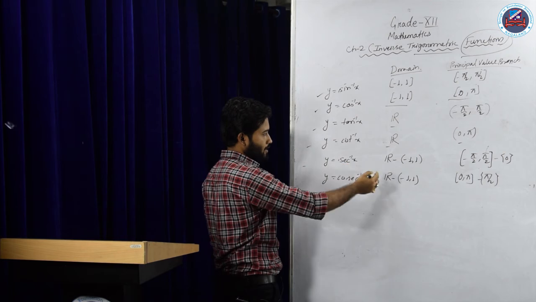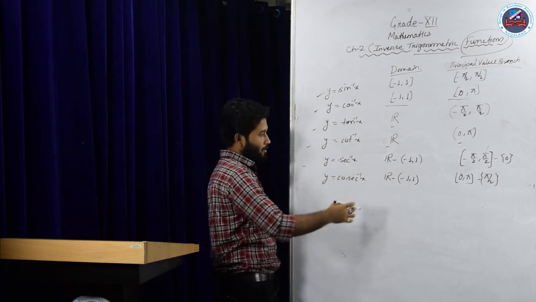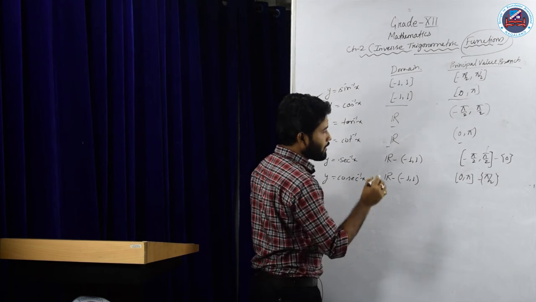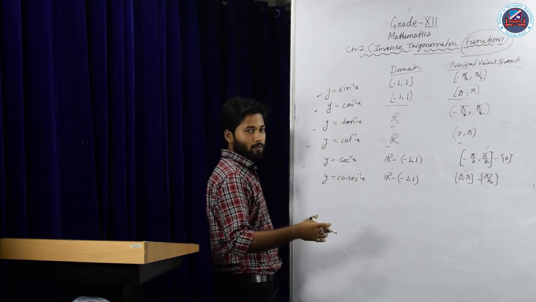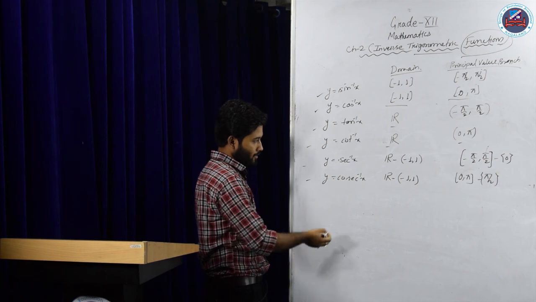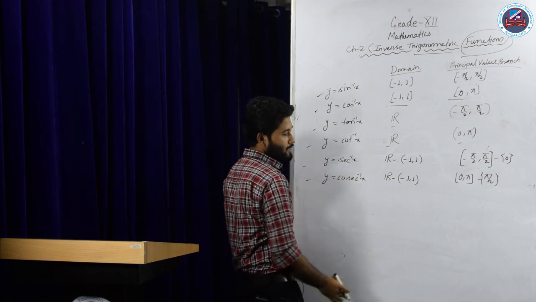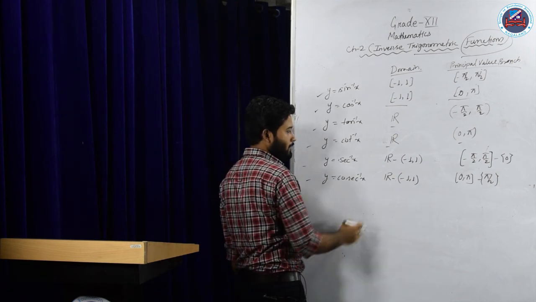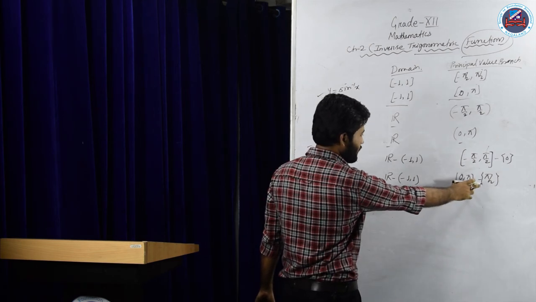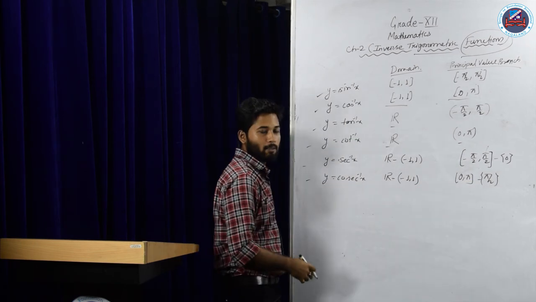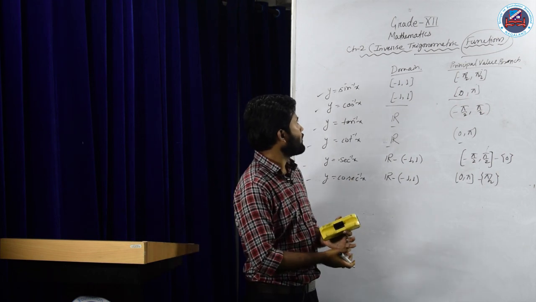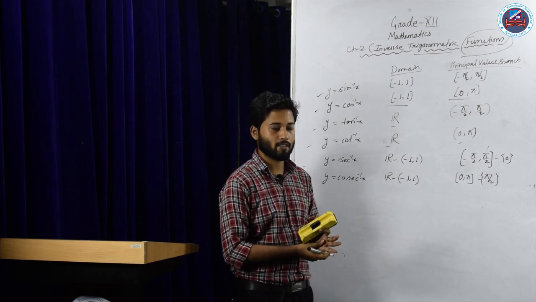For sec inverse, the domain is R minus the open interval -1 to 1, and the principal value branch is minus pi by 2 to pi by 2 except the point 0. And for cosec inverse x, the domain is the set of real numbers minus the open interval -1 to 1, and the principal value branch is the closed interval minus pi by 2 to pi by 2 except the point 0. So that's all about the theory of inverse trigonometric functions.